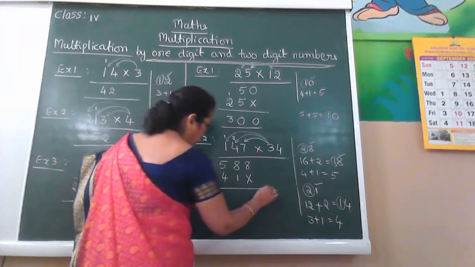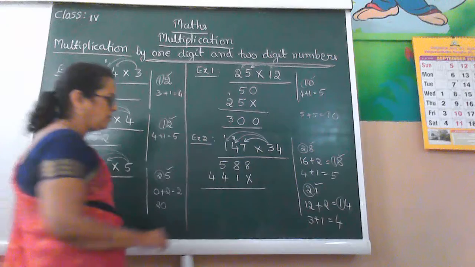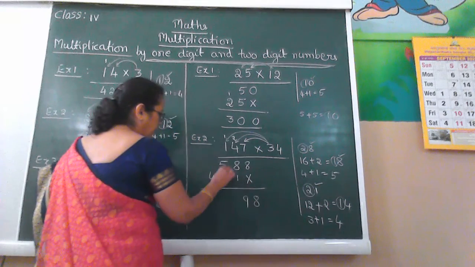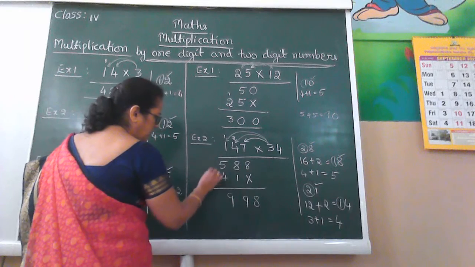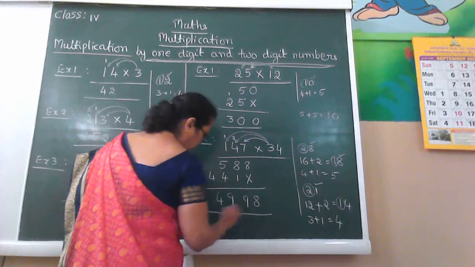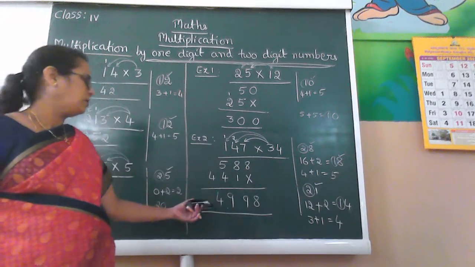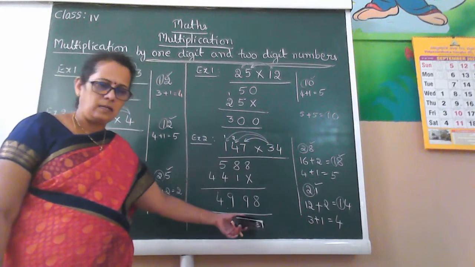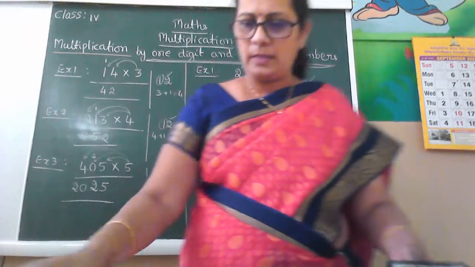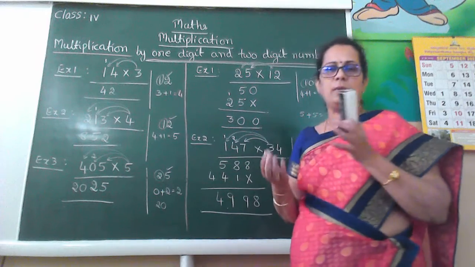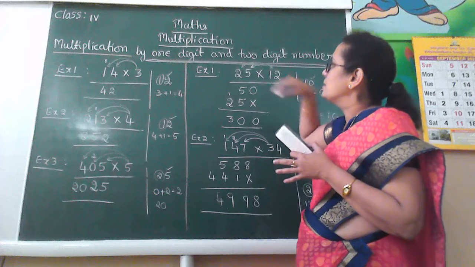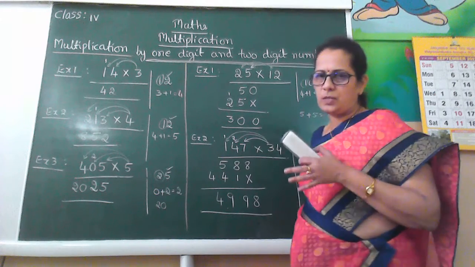So write 4 here. Now add all. 8. 8 plus 1, 9. 5 plus 4, 9. Here nothing is there, no carry, so 4 as it is. So what is the product? It is 4998. So I think you understood today's concept, multiplication of 10, 100, 1000, and also multiplication by 1-digit and 2-digit numbers.